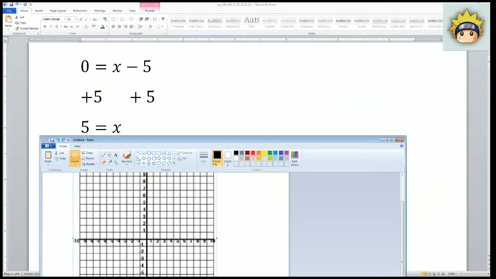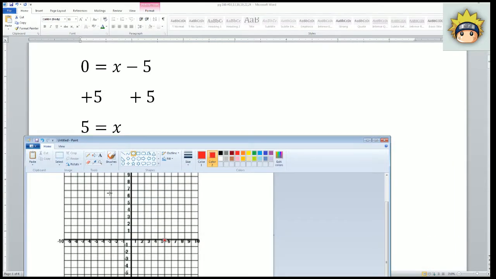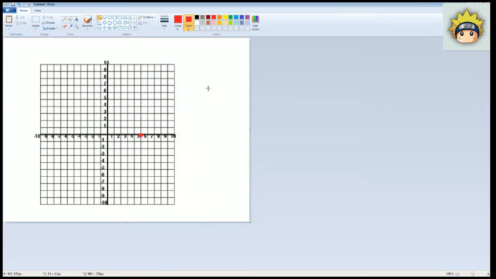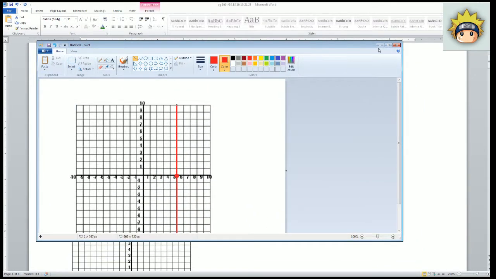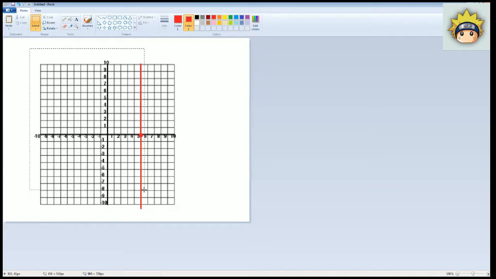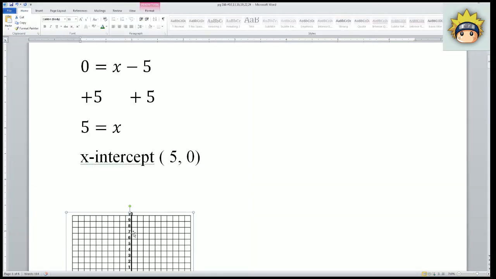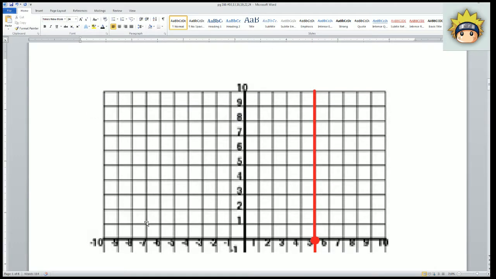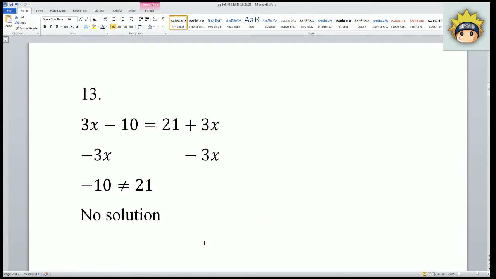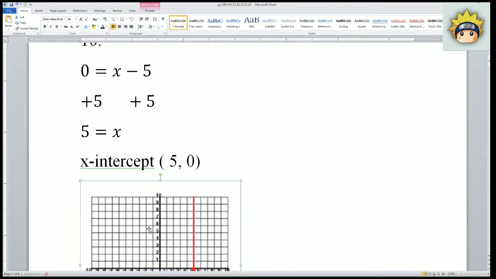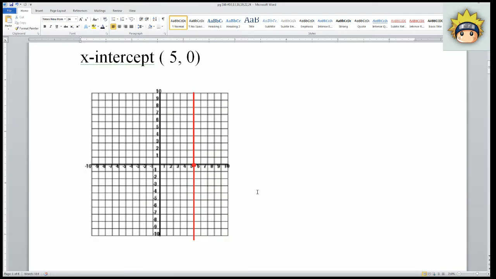Where's x equals 5? x equals 5 is right here, right? And it says x is always equal to 5, so that is our vertical line, because on this vertical line, x is always 5. So this would be my answer. It will look something like this. There you go.